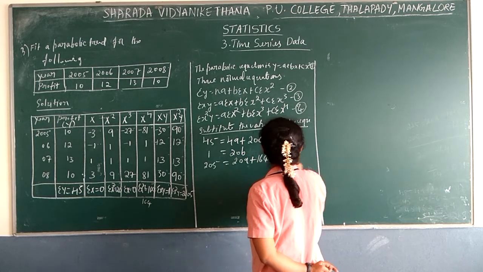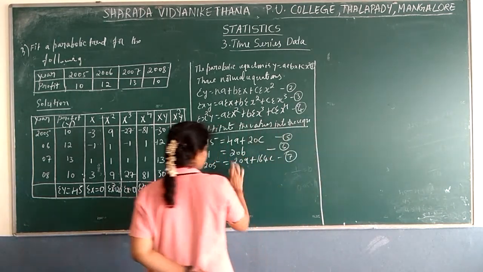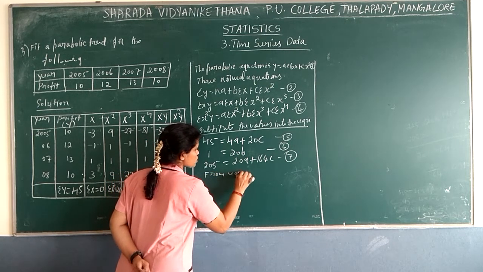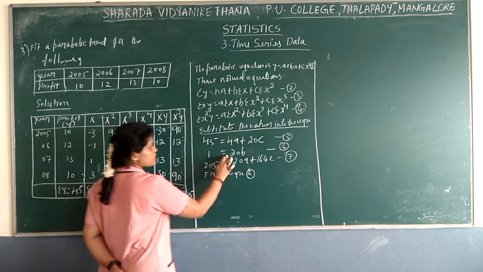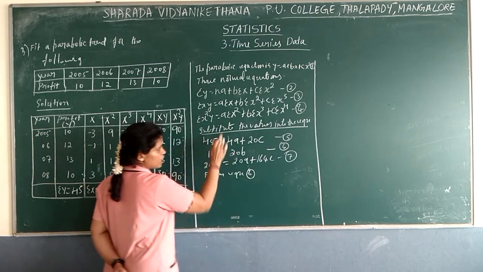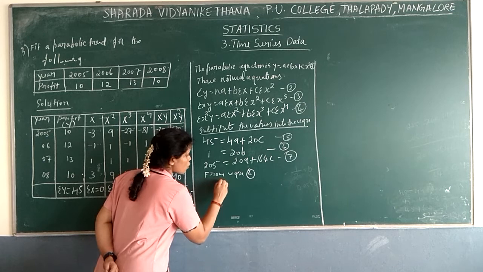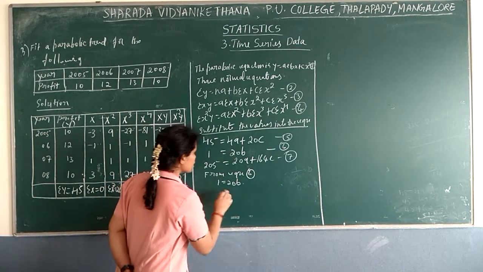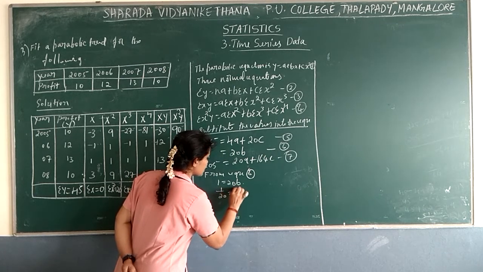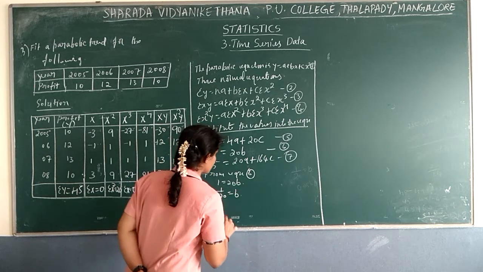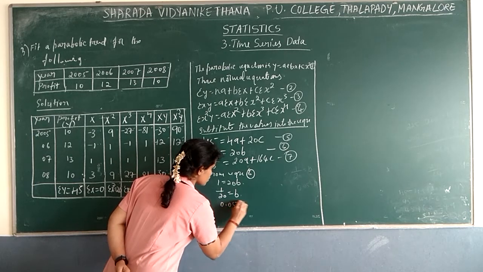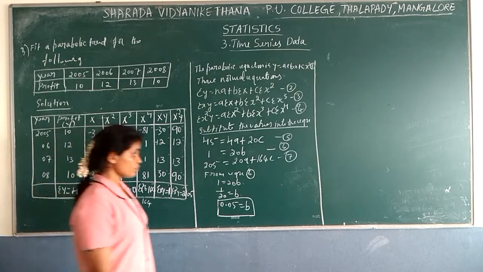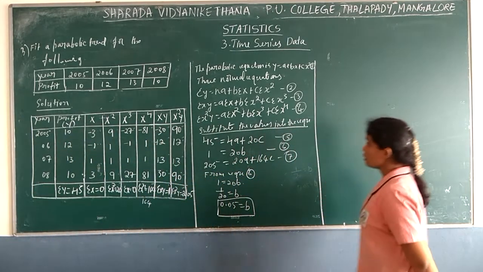164c. This is the seventh equation. Like always, we'll take the sixth equation because it is a simpler equation among these. So 1 is equal to 20b. So 1 by 20 is equal to b. So the value of b we get as 0.05.